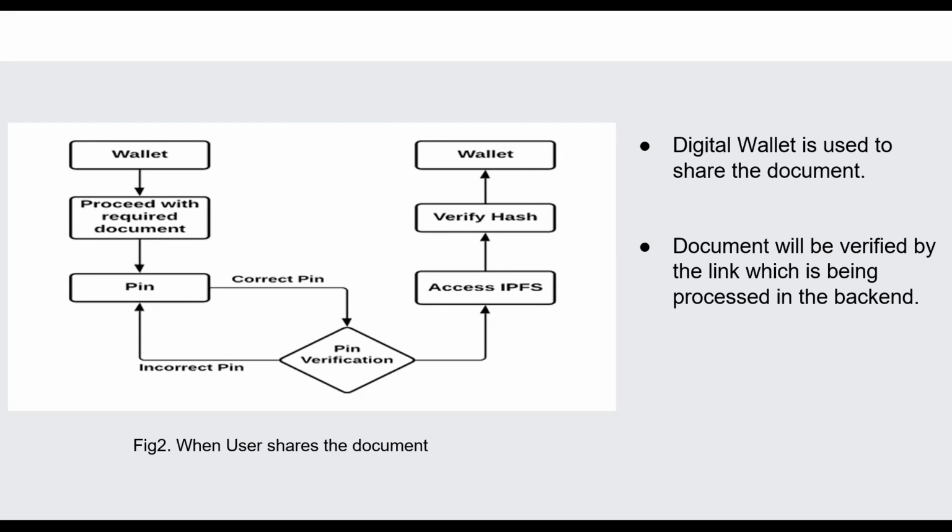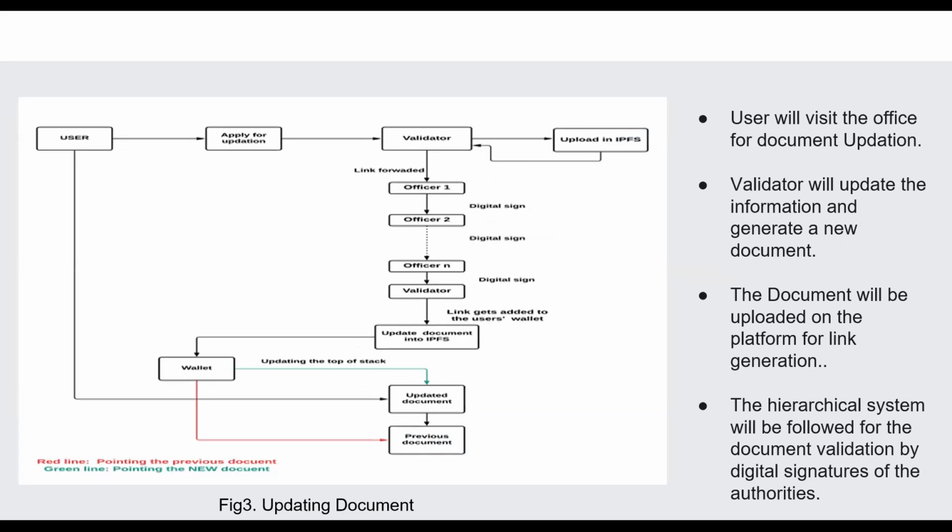And the third is, if the user wants to update his information, he can go to the concerned office and interact with the validator, who will upload the changes in his files and submit them. Then the whole hierarchy that I explained before would be followed, and the new link and the new document will be sent back to the user's wallet.